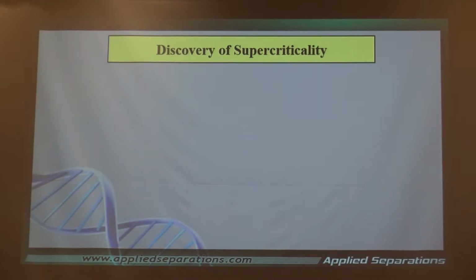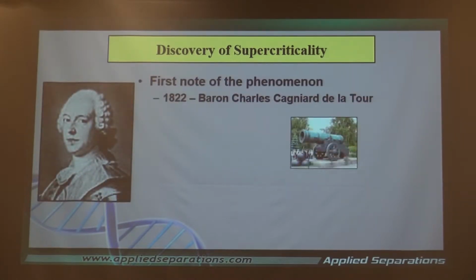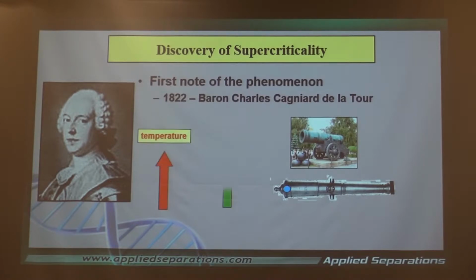Let's say, where was this discovered? Well, it was really discovered back in the early 1800s by a Frenchman, the Baron de la Tour. He was a really clever guy. What he wound up doing is taking a cannon. He put a cannonball in it and sealed it up with some ethanol. Why he picked ethanol really doesn't matter. He sealed this up, and then he heated it and rocked it back and forth.